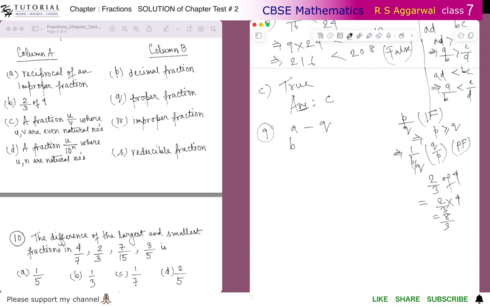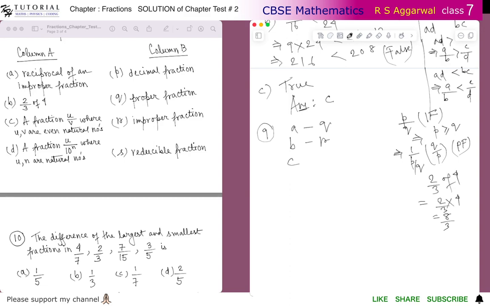It's a mixed fraction. So it's an improper fraction. Mixed fraction is not there, so we can choose improper fraction. So B goes with R. 8 by 3 is an improper fraction because the numerator is greater than the denominator. Okay, B goes with R.